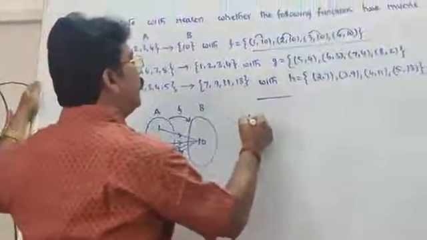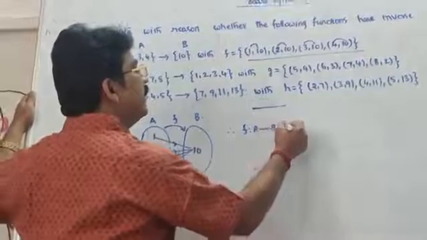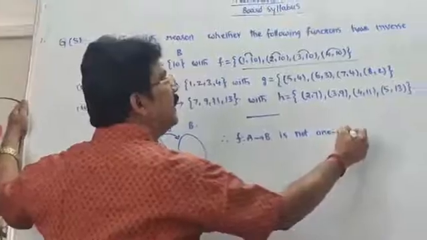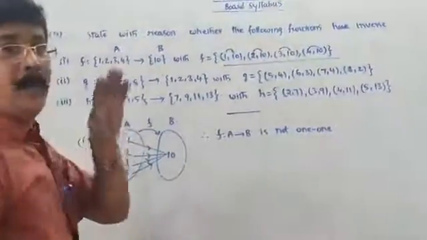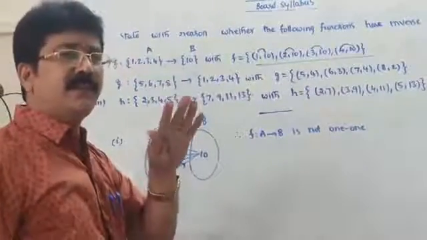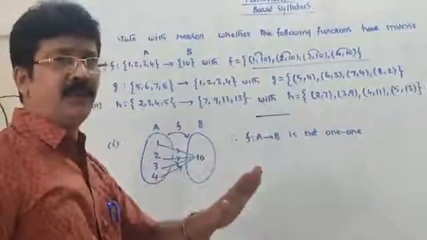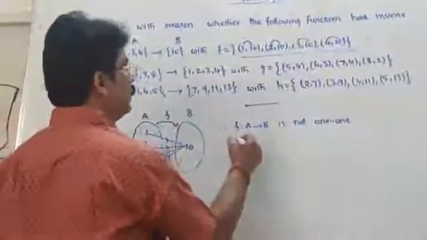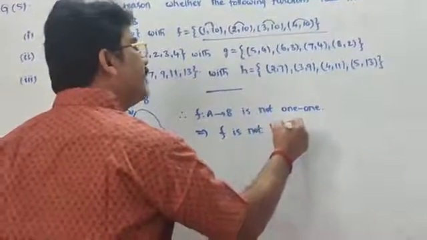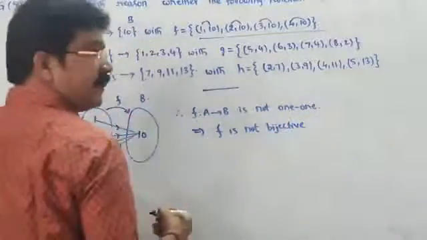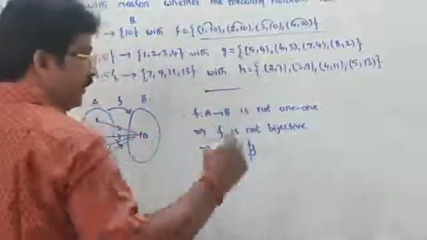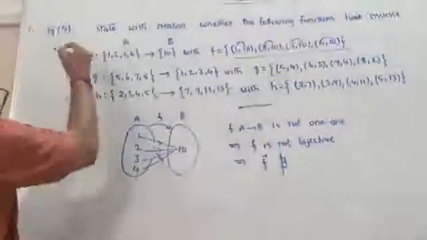So f from capital A to B is not a one-one function. Only bijective functions have inverse functions. Bijective means one-one and onto, but one-one fails. Therefore f is not bijective, so f inverse does not exist. This is the reason. First one is over.